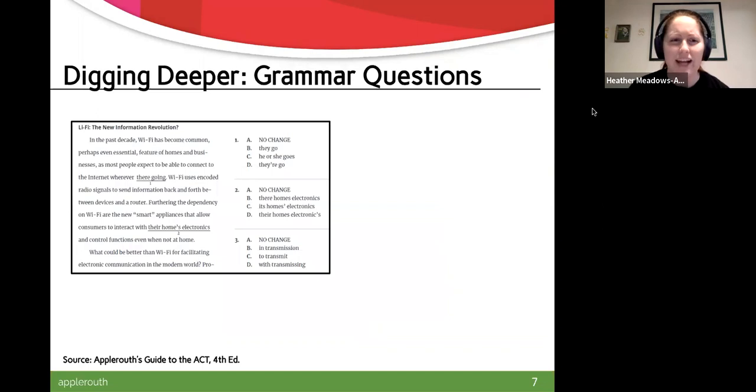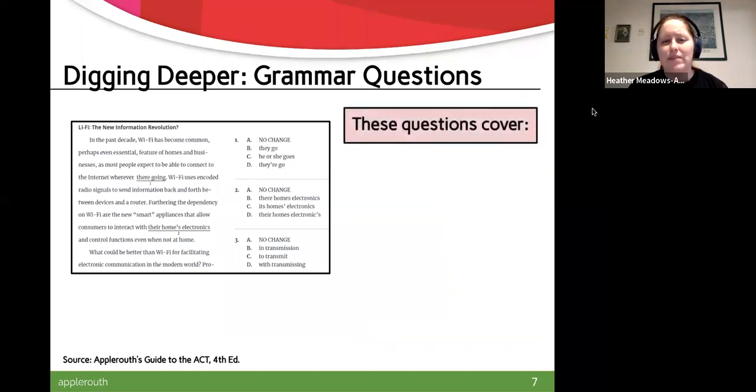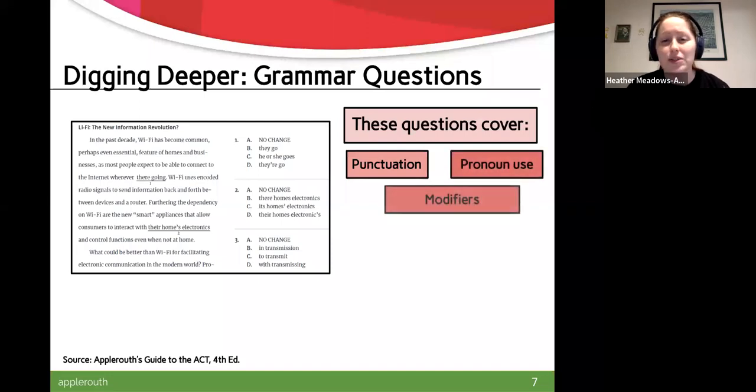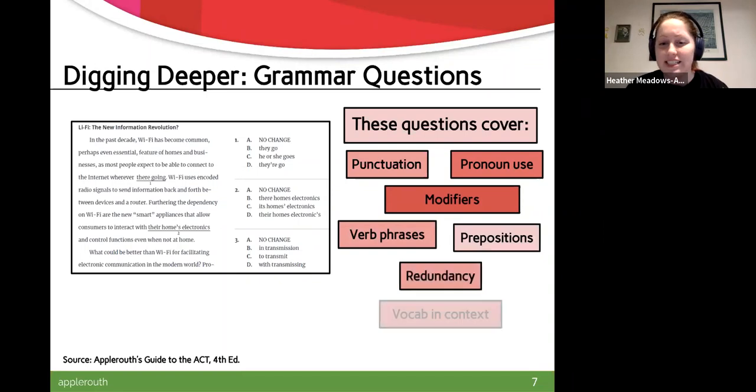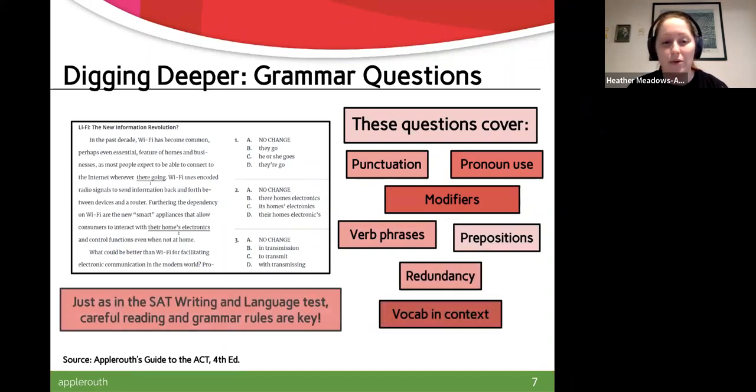Let's look at some examples. Here are some grammar questions. Questions for the grammar section can cover punctuation, pronoun use, modifiers, verb phrases, prepositions, redundancy, vocab and context, and more, of course. Careful reading and a good knowledge of grammar rules is key here. Even though we're only being asked about the small underlined portions for each question, we want to make sure we are reading the whole passage and the whole sentence for each question as well.